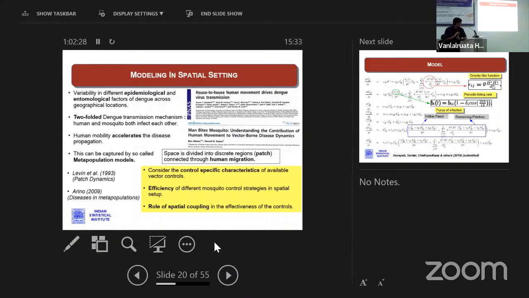I try to see, in a spatial setting, how the disease can be reduced. So what is my idea? Why am I interested in such a model to represent the data? Basically, my plan is something like this. I'll show you the data set. I have the daily cases in the Calcutta Municipal Corporation. They have 131 wards.